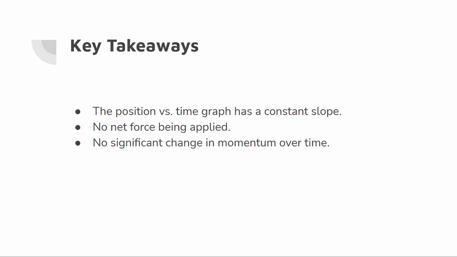Some key takeaways we can make after using the Tracker application is that the position versus time graph has a constant slope. This means that the rate of displacement over time is constant, or that there's a constant velocity. Because of this, we can say that there's no net force being applied because of the momentum principle, saying that the net force equals a change in momentum over time. And since the velocity isn't changing, there's no change in momentum.